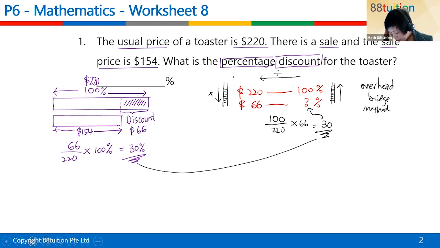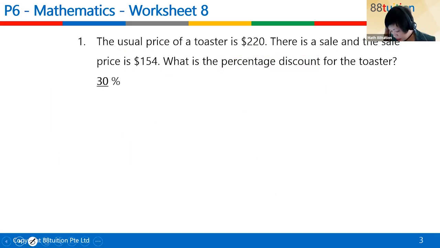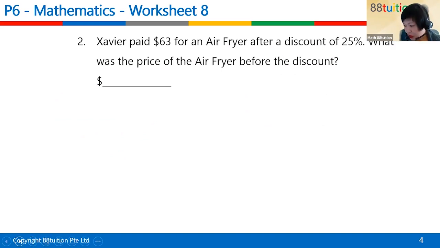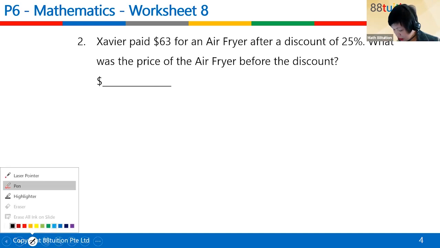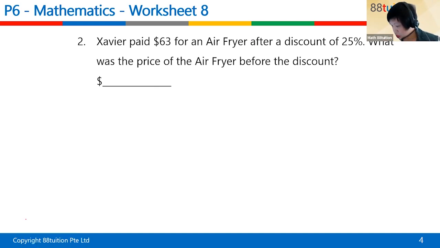Good. All right. So let's take a look at the second, 30%. All right. So for Serena, you will need to try it out and then compare the answers once you are done. Okay, question number 2. Xavier paid $63 for an air fryer after a discount of 25%. So you see, the next thing we are going to do here is, again, we want to do note taking. Paid 63 after discount of 25%.